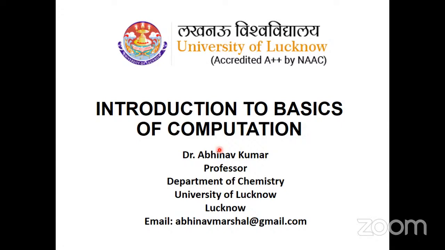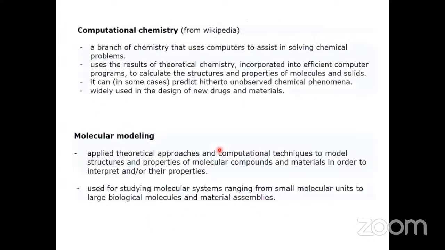So I'm starting. Today I will focus on some basic concepts associated with computation, and I will start with a general definition of computational chemistry, taken from Wikipedia. It indicates that this is a branch of chemistry that utilizes computers to assist in solving chemistry-related problems. It uses the results of theoretical chemistry incorporated into efficient computer programs to calculate the structures and properties of molecules and solids. In some cases it produces results which are unobserved during certain chemical reactions, and that is why this branch of chemistry is now primarily deployed in designing new drugs and materials.